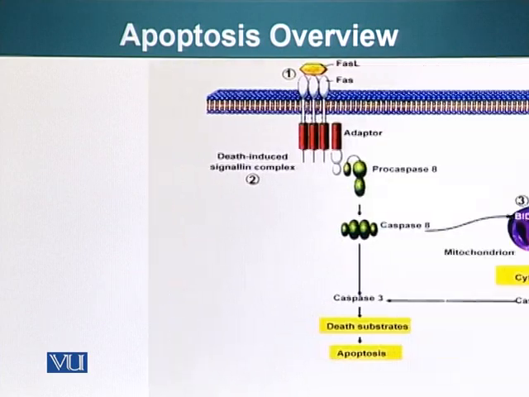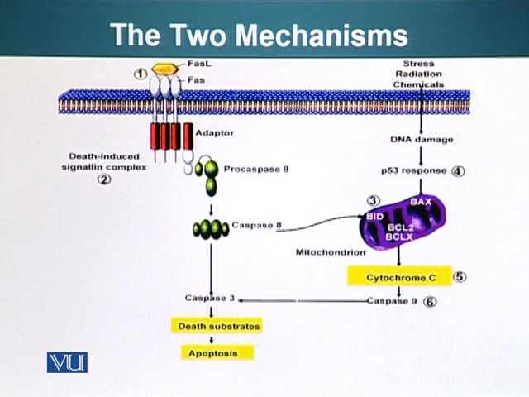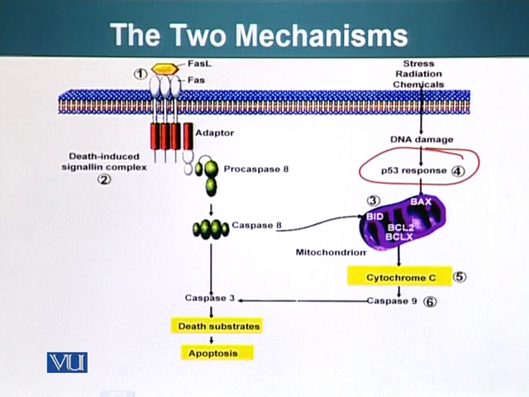Now I would like to show you what happens with mitochondria. When the cells suffer damage due to DNA damage, p53 accumulates. p53, as we have seen, is a transcription factor. It can result in transcription and translation of other molecules, for example, the Bax molecule mentioned right here.